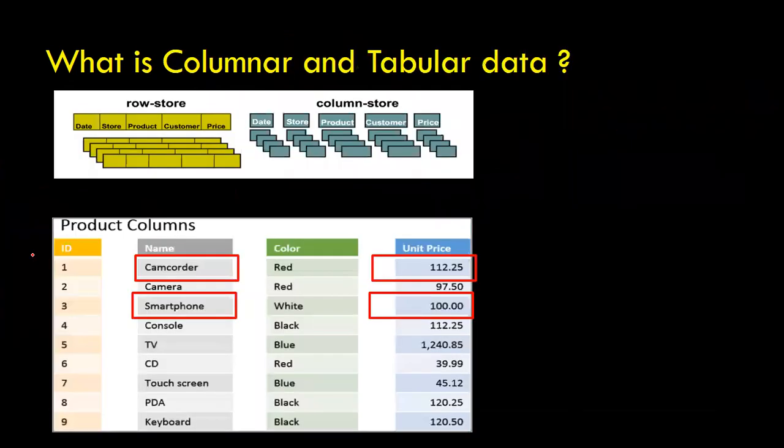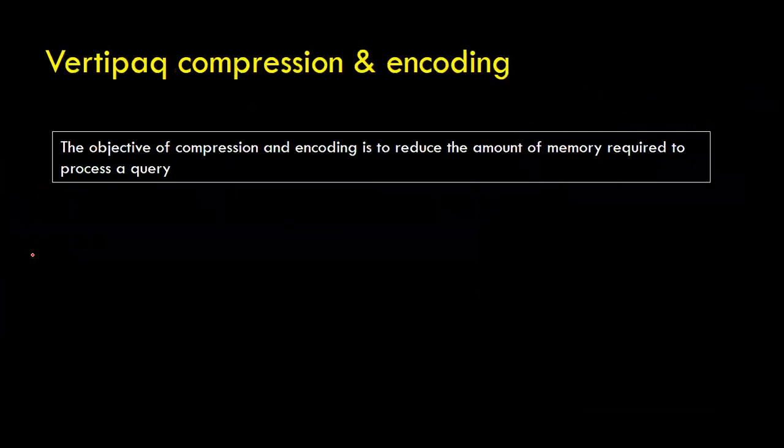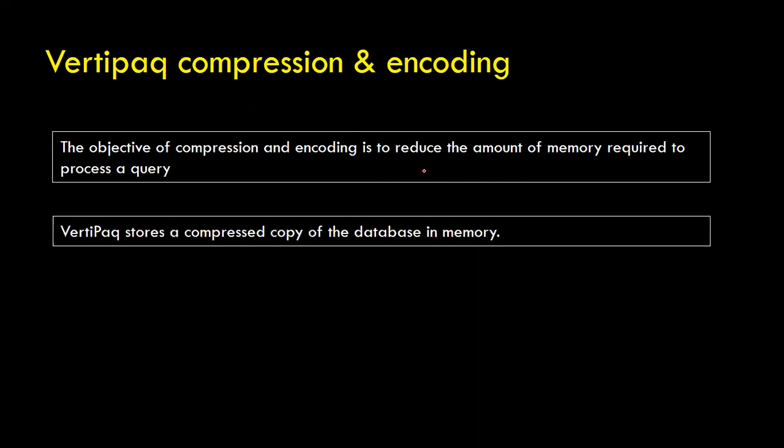Okay, now you understood what columnar is and why it has to convert the tabular data into columns. In the case of the import model, the xVelocity engine comes into the picture. It does these 4 things. Now let us understand the compression encoding technique. What technique does it use to do the encoding? What is the goal of doing this? It is to reduce the amount of memory required to process a query.